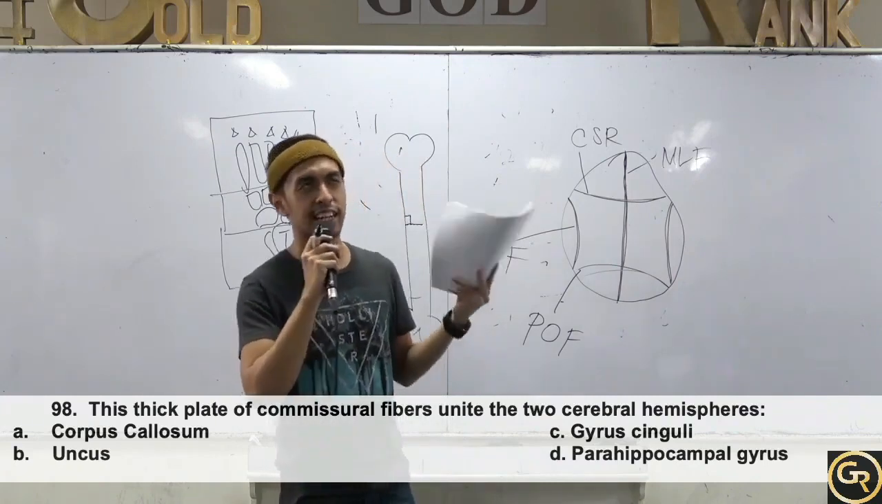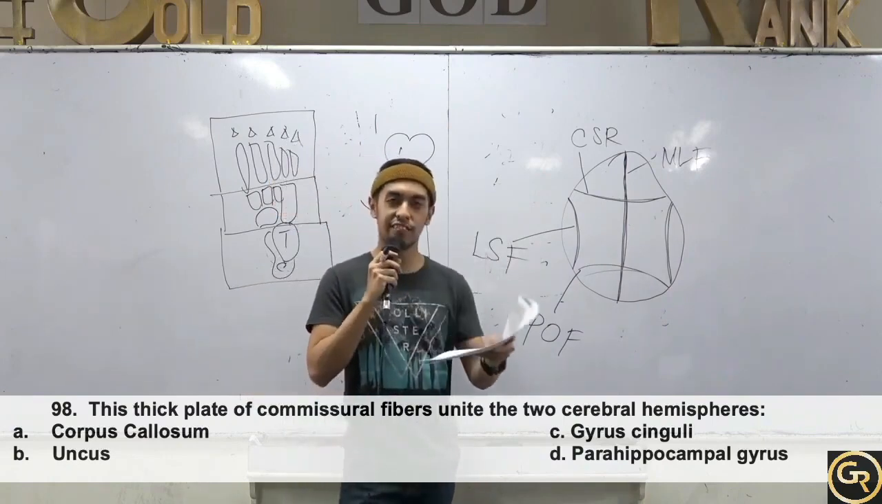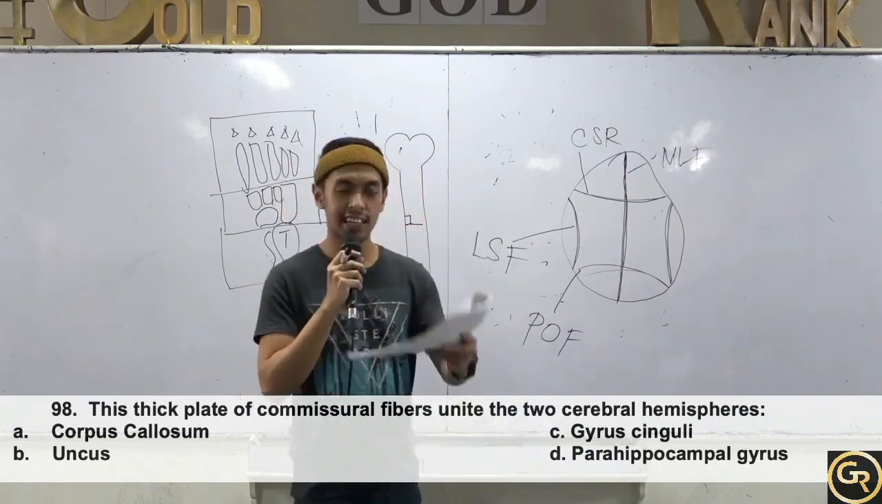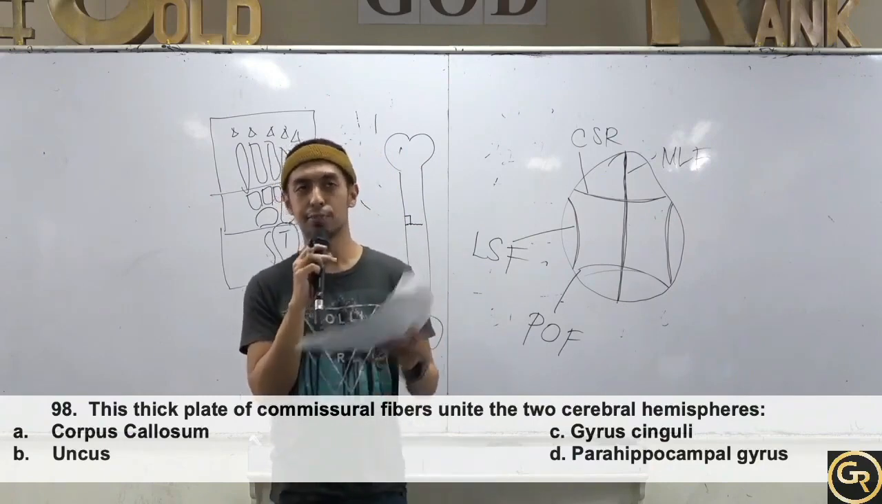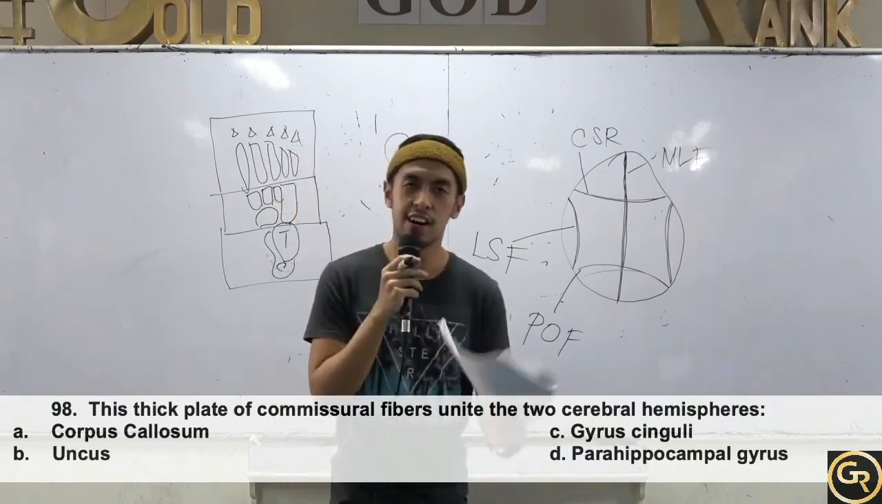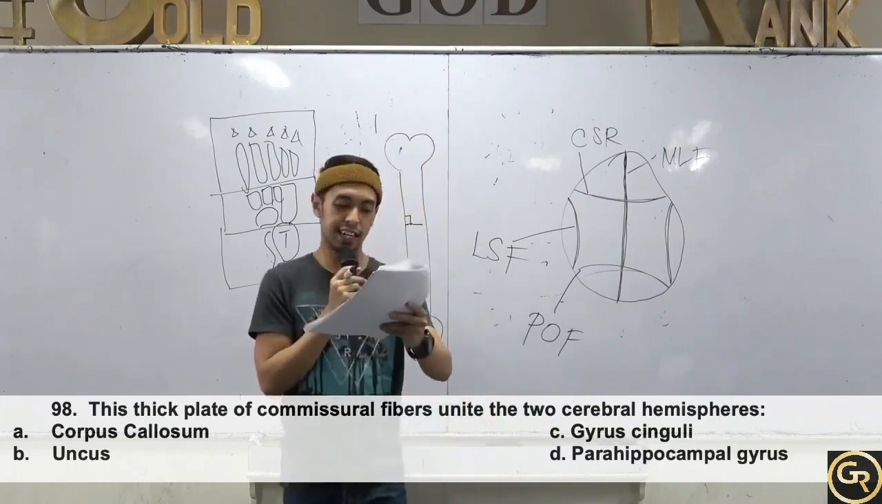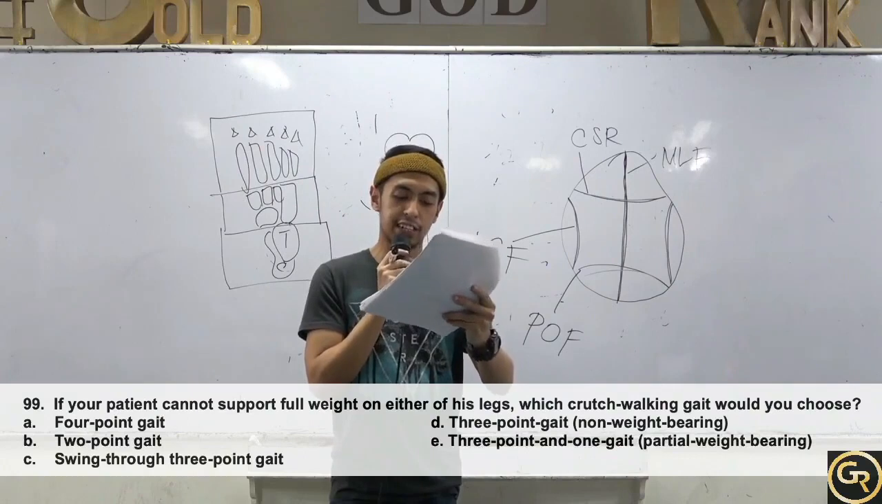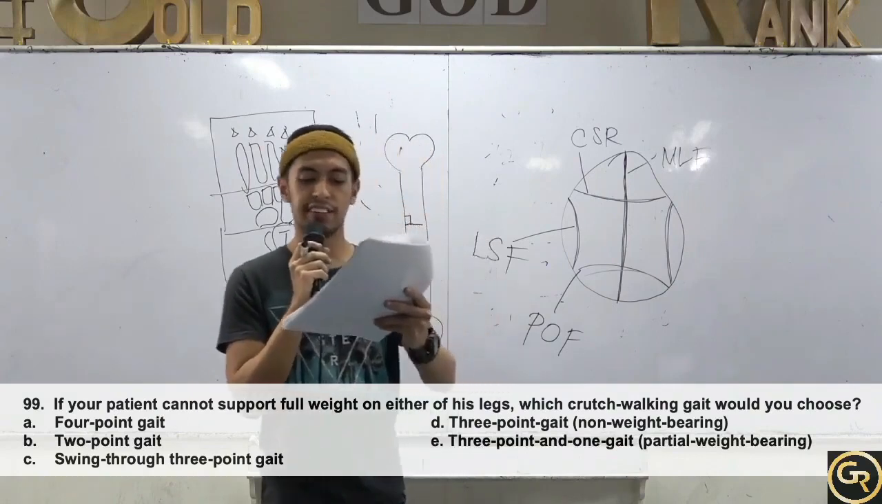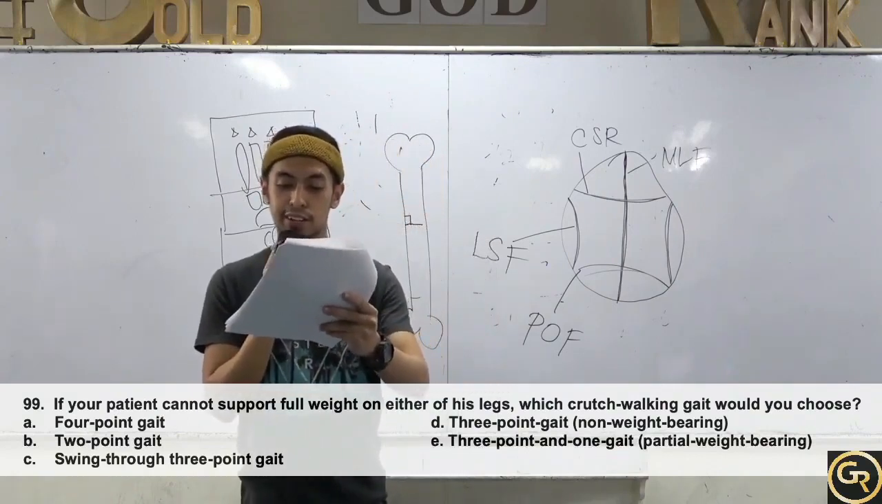98. This thick plate of commissural fibers unite the two cerebral hemispheres. Sino nga ba yung nabanggit ko kanina? Okay, na commissural fiber, yung pinaka-popular sa lahat, it's your corpus callosum. Right? It's your corpus callosum uniting the two hemispheres of the brain. Okay? Letter apple.